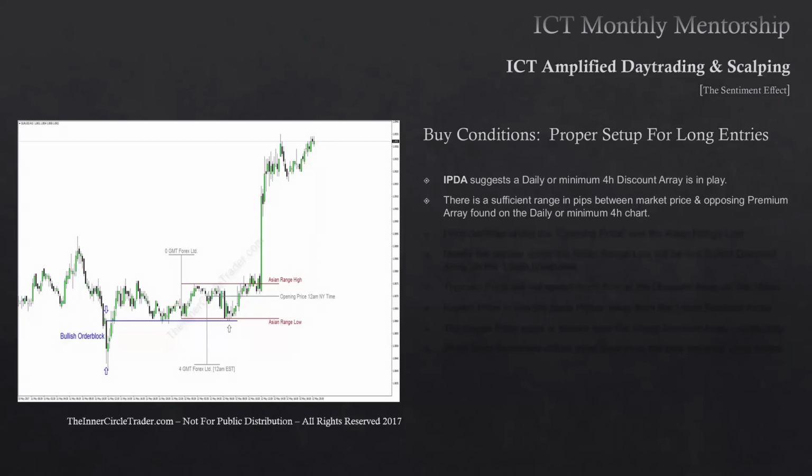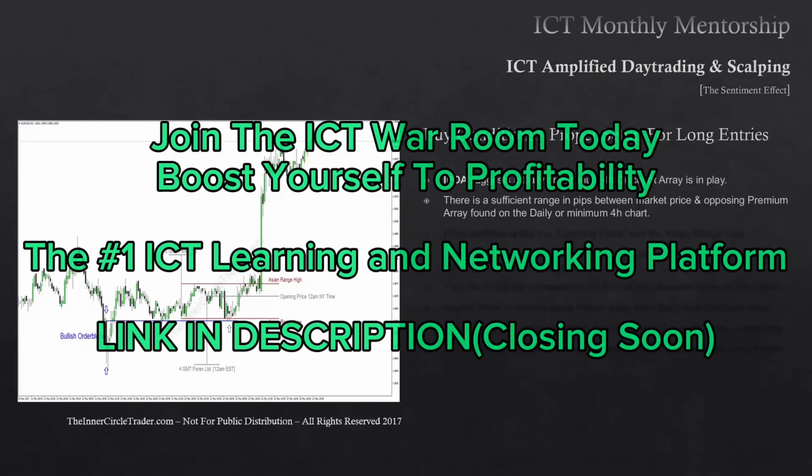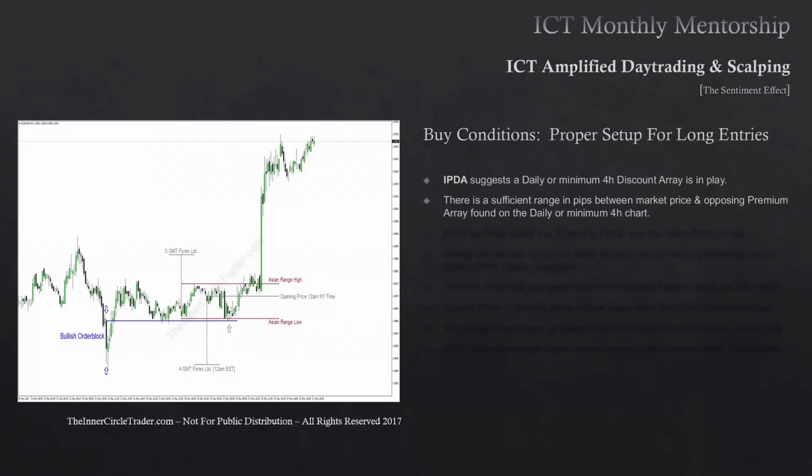By itself, it doesn't mean much at all. But if there's a sufficient range between the current market price when you're looking to take the trade and the opposing premium array that would be found on a daily and or 4-hour chart. In other words, is it like 50, 60 pips? That's a healthy range for a day trade. Anything less than 40 pips, it's a scalp. It can be done, but I like to see 50 to 60 pips, preferably for my own tastes.